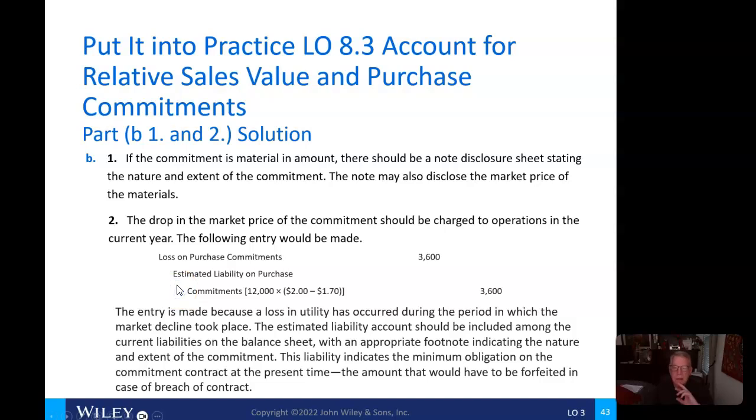The entry is made because a loss in utility has occurred during the period in which the market decline took place. The estimated liability account should be included among the current liabilities on the balance sheet with an appropriate footnote indicating the nature and extent of the commitment. This liability indicates the minimum obligation on the commitment contract at the present time, the amount that would have to be forfeited in case of breach of contract.